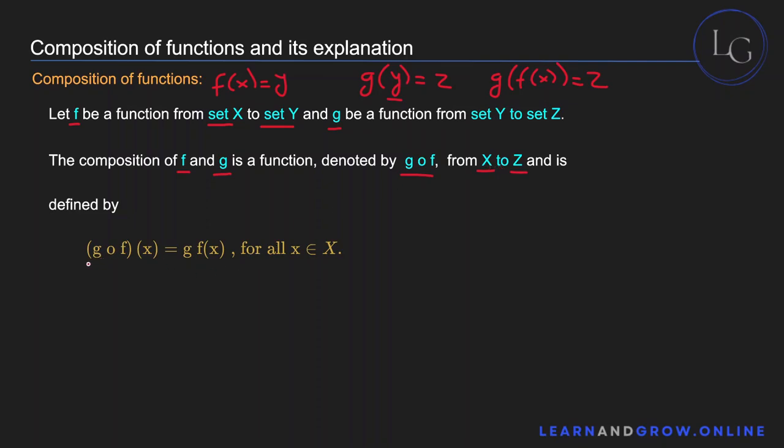So (g of f)(x) is equal to g of f of x, right? So instead of writing g of f of x is equal to z, you can just write (g of f)(x).